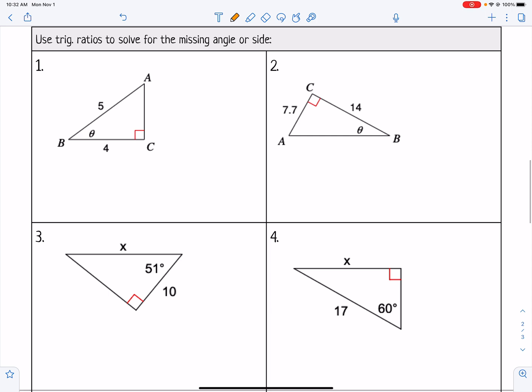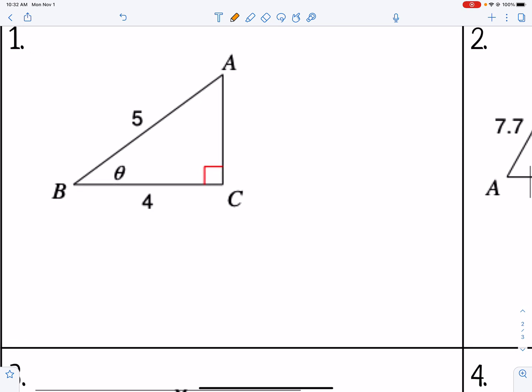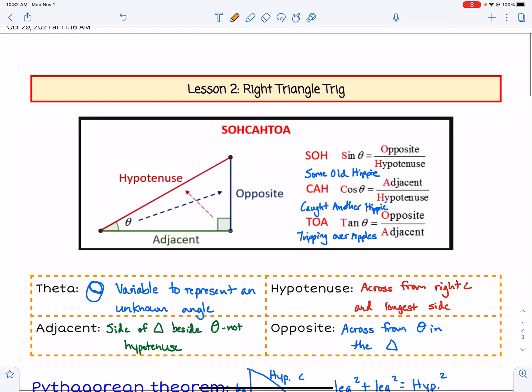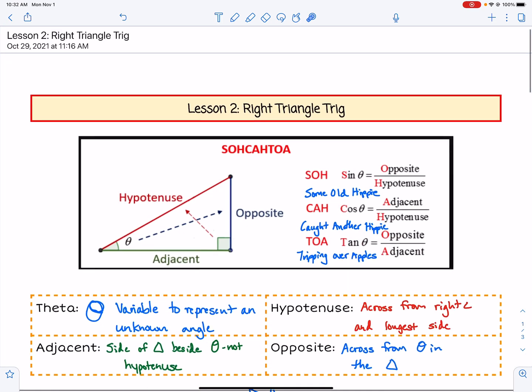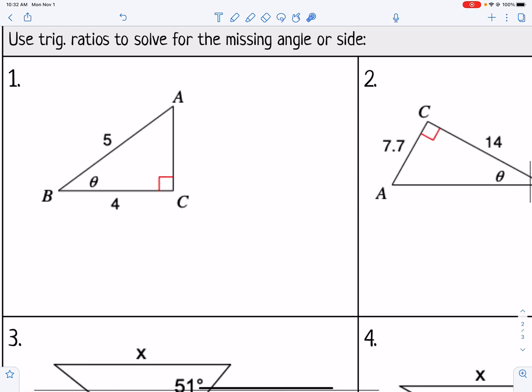So using trig ratios, they want us to solve for the missing angle or side of these triangles. So you just want to look at what you're given. You've got theta, the adjacent side is 4 and the hypotenuse is 5. So you want to think what goes with adjacent and hypotenuse. Adjacent and hypotenuse goes with cosine, so that's the one I need to solve this problem. Then you want to set it up: cosine of theta equals adjacent over hypotenuse. Cah another hippie, that helps me remember that. We don't know what theta is, that's what we're going to find, so just keep that as theta.